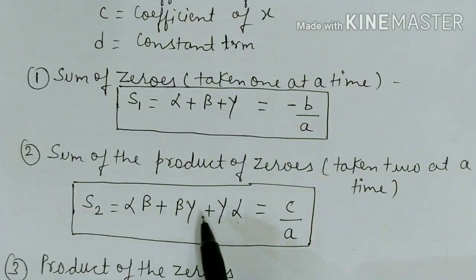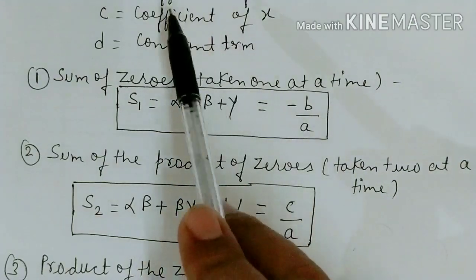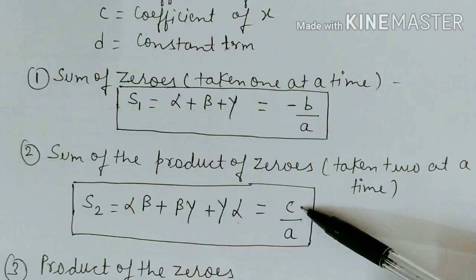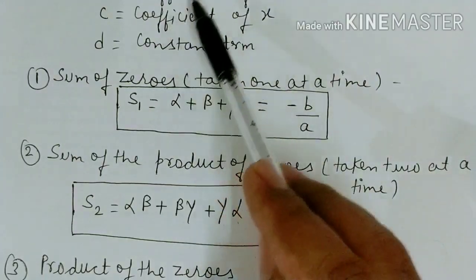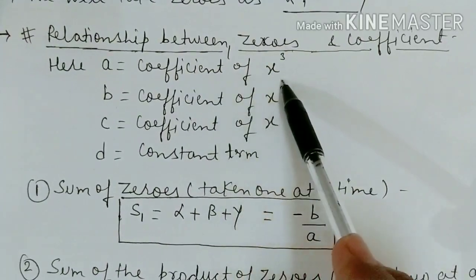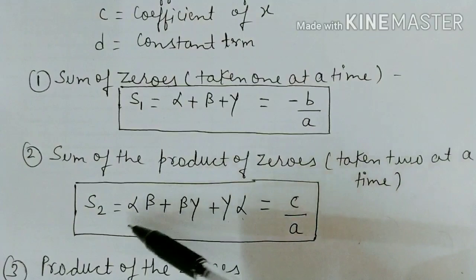Alpha beta plus beta gamma plus gamma alpha is equal to C by A. Now what is C? See here, C is the coefficient of x, and A is the coefficient of x cube. So C upon A is the formula for S2.